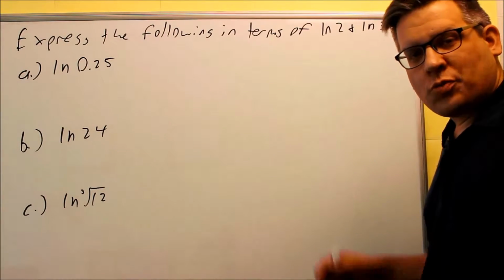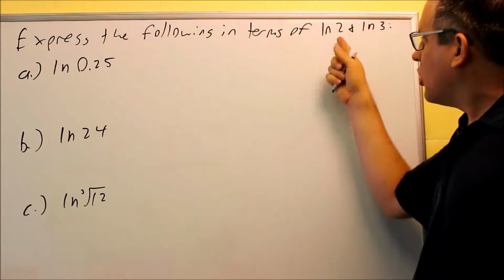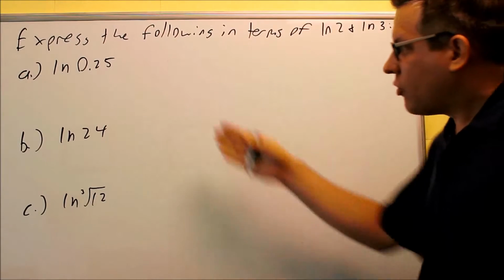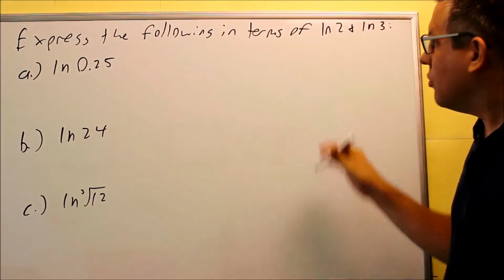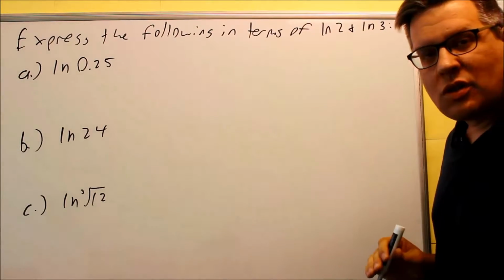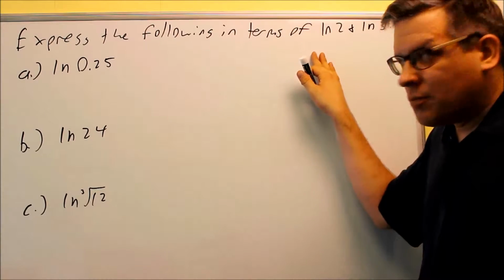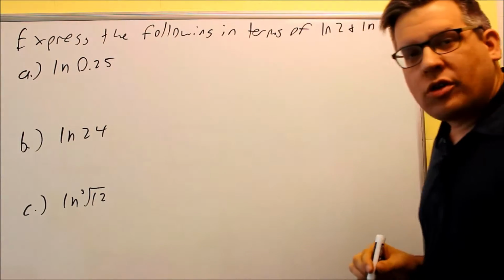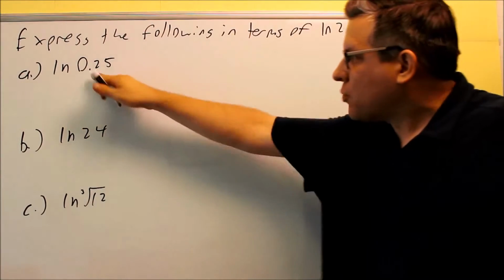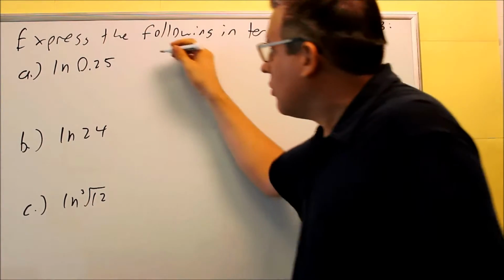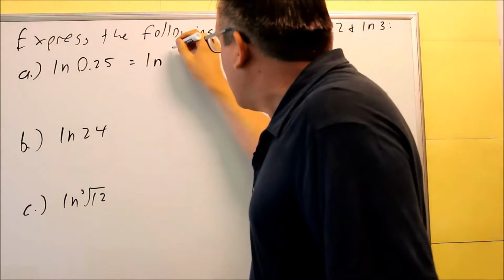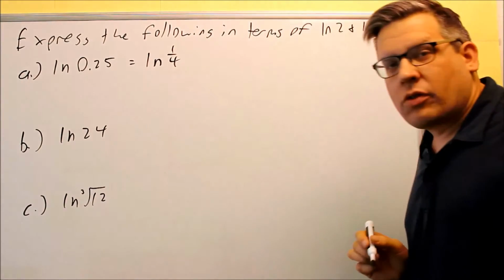For this problem, we're supposed to rewrite these only in terms of ln 2 and ln 3. So for all these, we need to break them down into 2's and 3's because that's how they want our answer. So ln 0.25. What we need to do here is change 0.25 into a fraction. So I'm going to rewrite this as ln of 1/4.